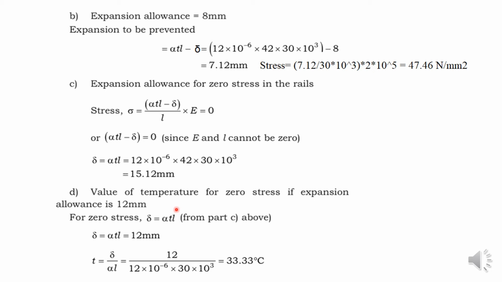Okay, so for zero stress, we know the equation, delta equal to alpha delta T into L, and here delta is given as 12 mm, so alpha delta T into L is equal to 12 mm. So the temperature is delta divided by alpha L, and that's equal to 33.33 degrees Celsius. Okay.